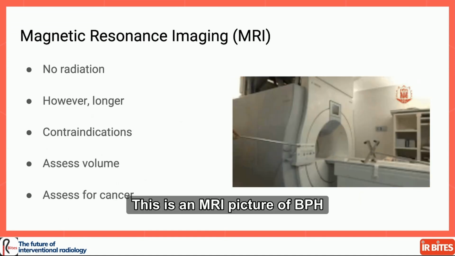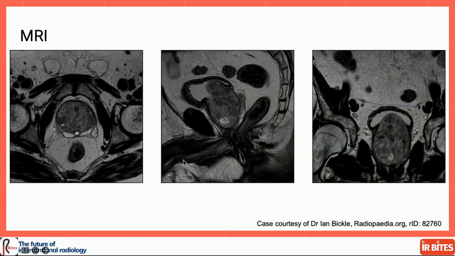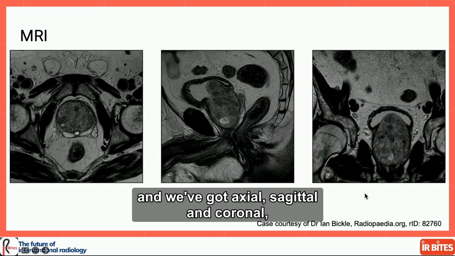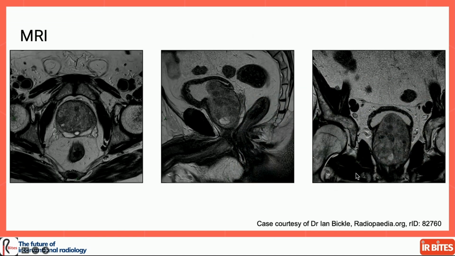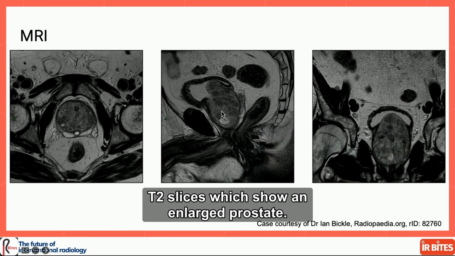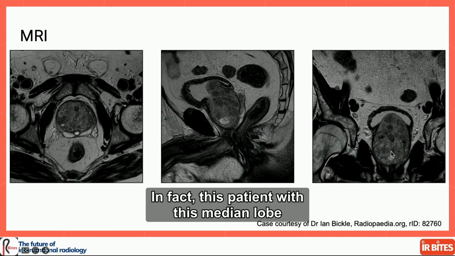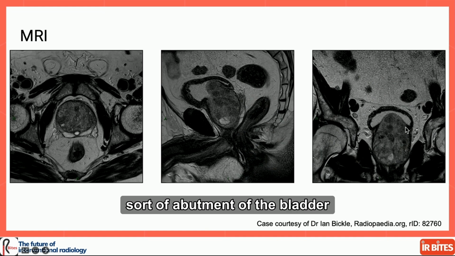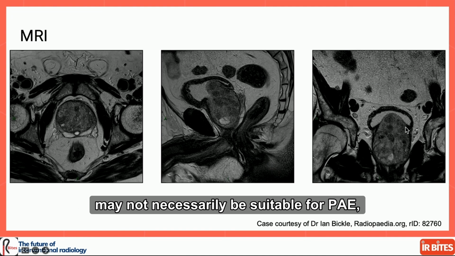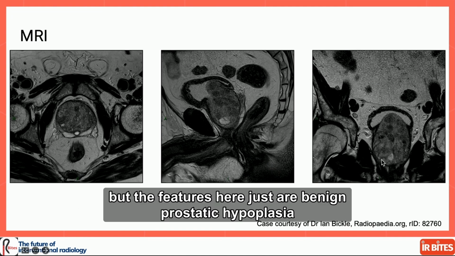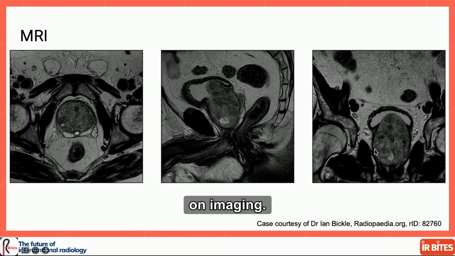This is an MRI picture of BPH, and we've got axial, sagittal, and coronal T2 slices, which show an enlarged prostate. As you can see, the median lobe is going up into the bladder. In fact, this patient, with this median lobe abutment of the bladder, may not necessarily be suitable for PAE, but the features here are just benign prostatic hyperplasia on imaging.